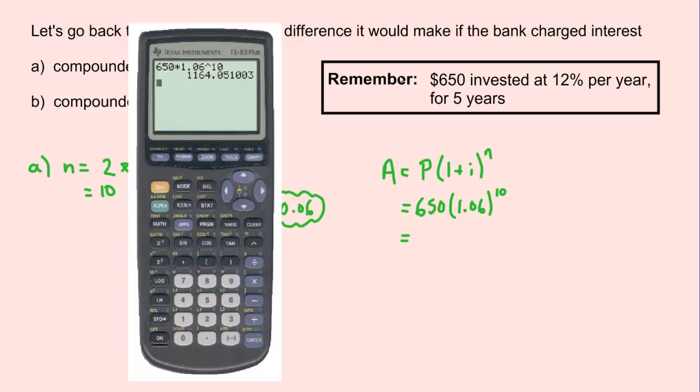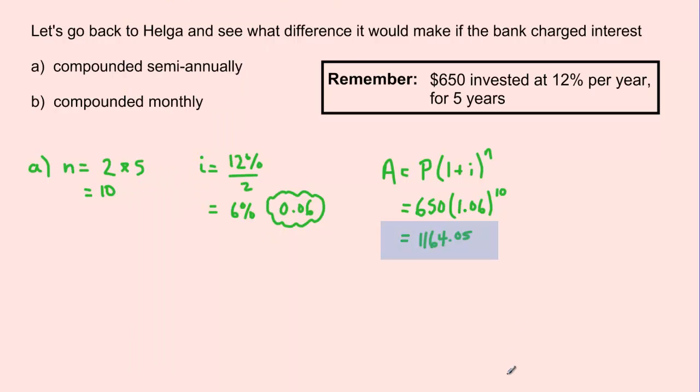$1,164.05. Do you remember how much it was before when we only had to compound annually? It was $1,145. Well, this is $1,164.05. More money. It's almost $20 more. Just by changing the number of times we compound from annually to semi-annually, we're raising the amount of money we need to owe the bank by $20.